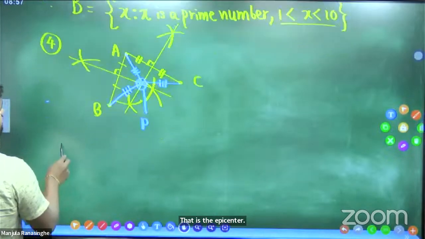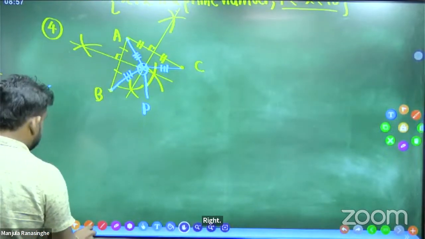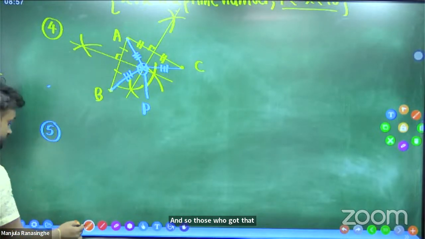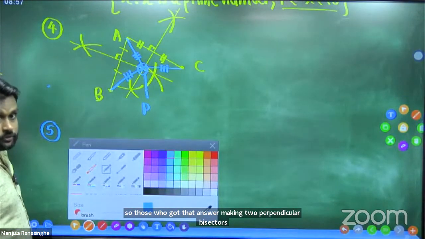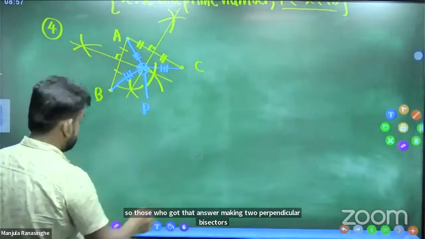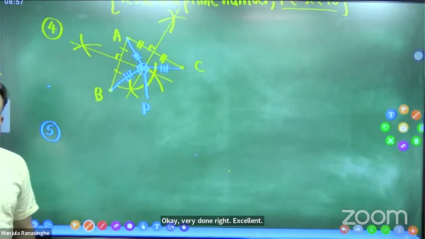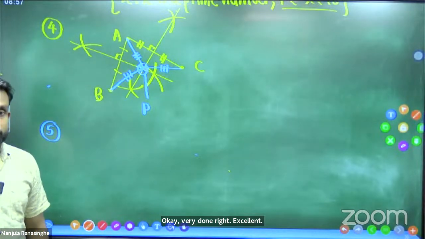Hands up those who got that answer, making two perpendicular bisectors. Okay, well done. Excellent. Right, now we are moving to the next question.